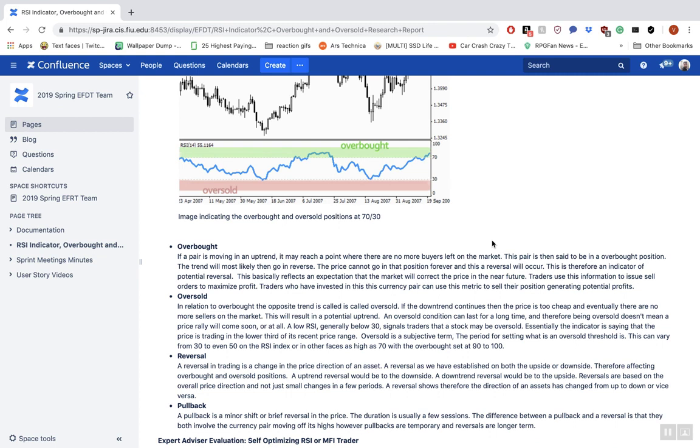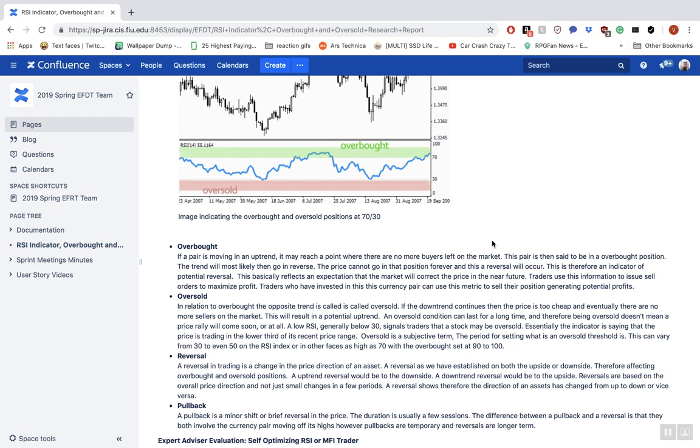Now, just a point of note, the overbought position is also known as the overvalued position, where if a pair is currently in this position, it's typically said to be overvalued, and market correction will more than likely happen sooner rather than later.